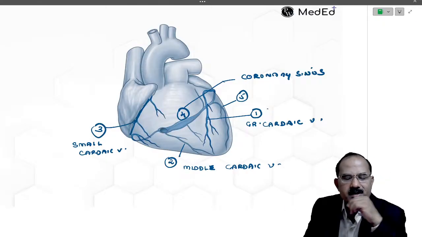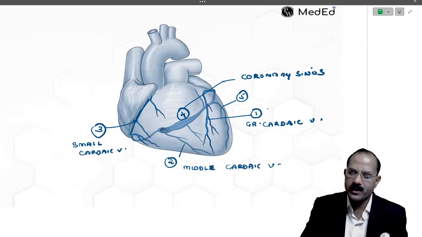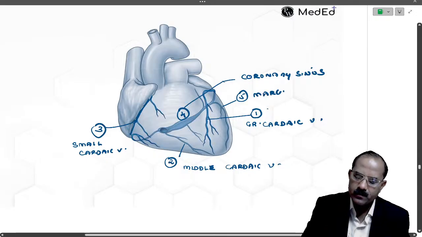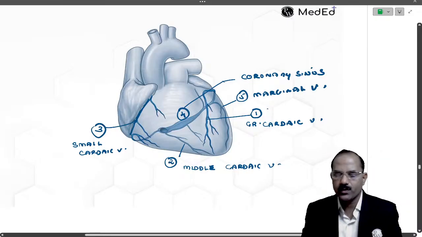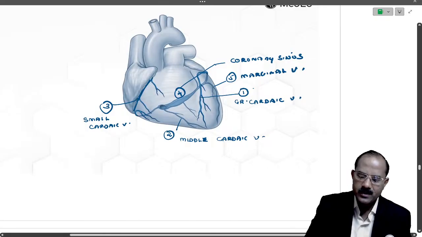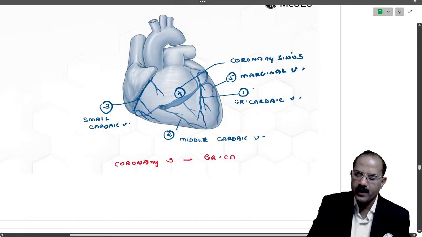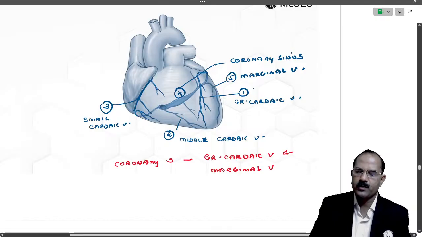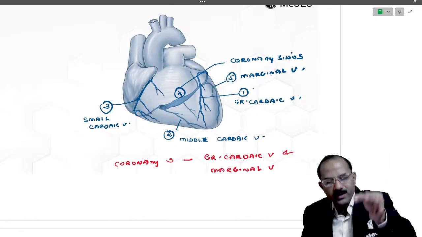Are you able to follow? Number 5 is the marginal vein. So how is the coronary sinus formed? Can anyone tell me how the coronary sinus is formed? The coronary sinus is formed by the joining of two veins: the great cardiac vein and the marginal vein. So the great cardiac vein and the marginal vein join to form the coronary sinus.